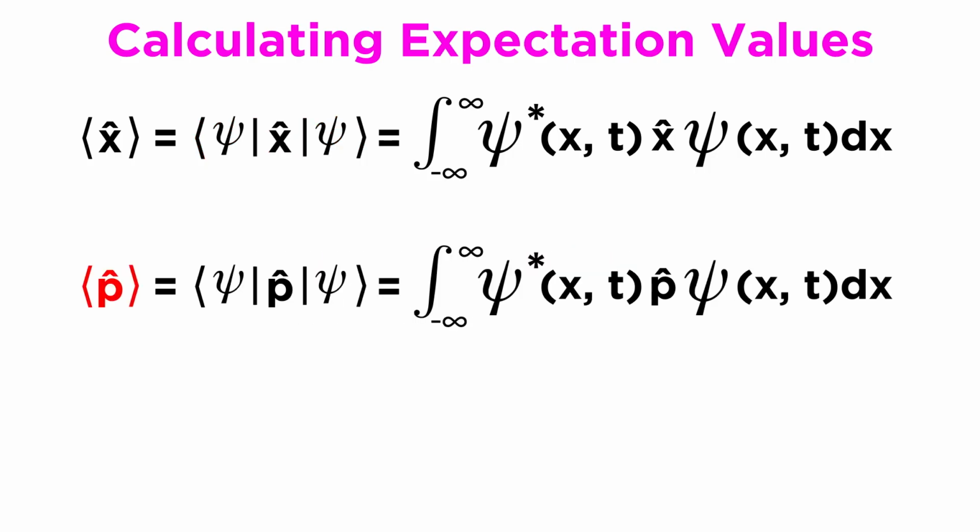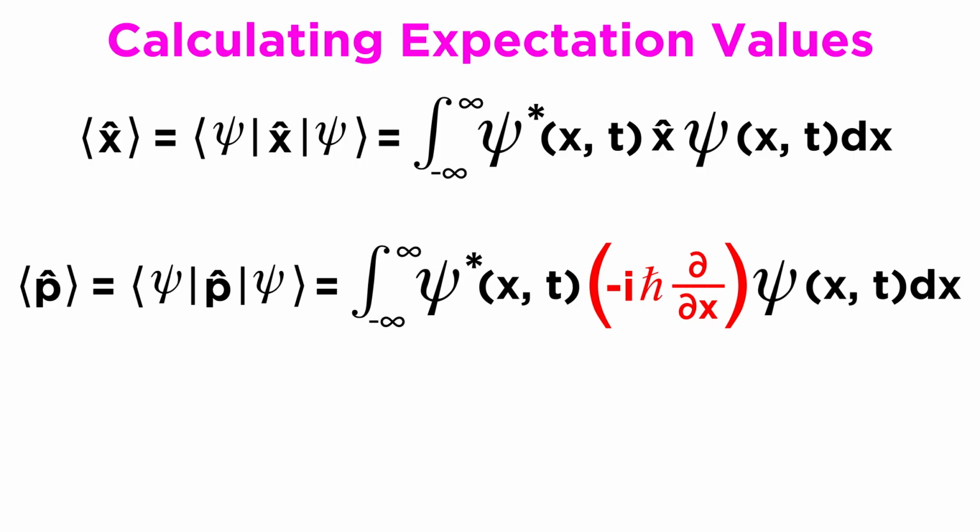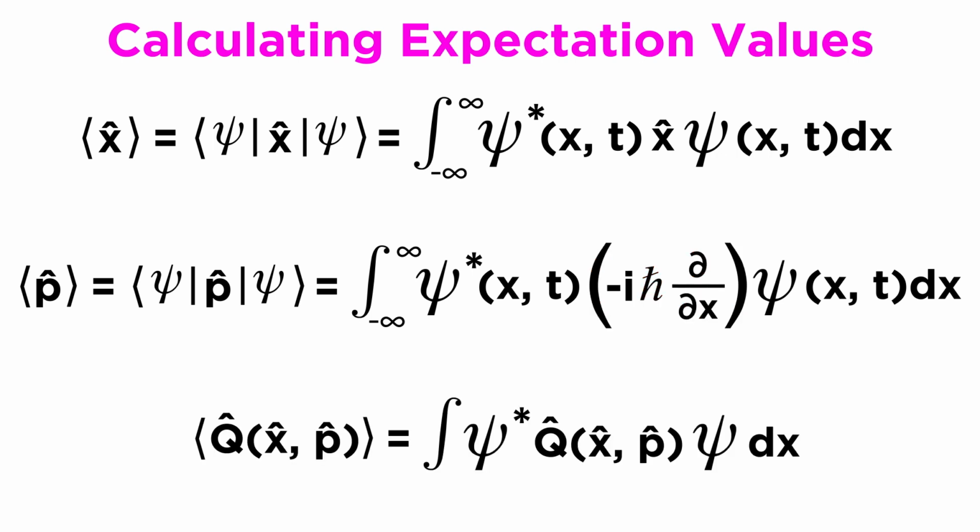We can write an equivalent equation for the momentum operator, whereby the expectation value of p equals the integral over all space of psi conjugate times the operator p acting on psi. We can then rewrite this using the definition of the momentum operator, which, as we recall from the previous tutorial, is negative i times h bar times the partial derivative with respect to x. This applies in a broader context as well.